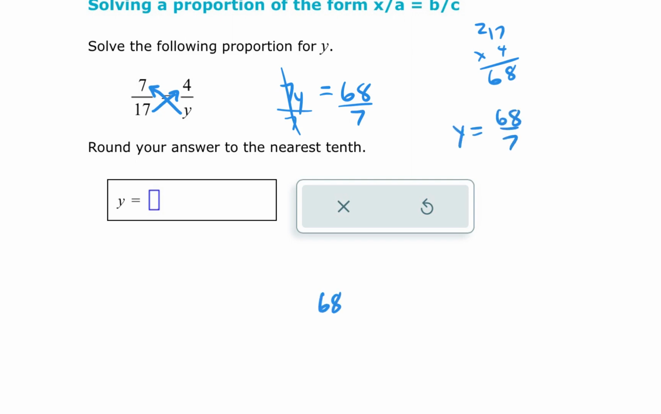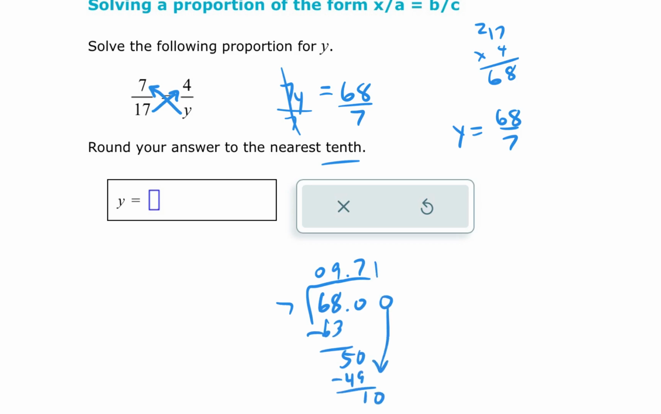We're going to have to divide this out because we want to the nearest tenth again. 7 goes into 68 9 times. 7 goes into 50 7 times. And 7 goes into a 10 only one time. So that's not going to be enough to round the 7 up, so it's going to be 9 7/10.